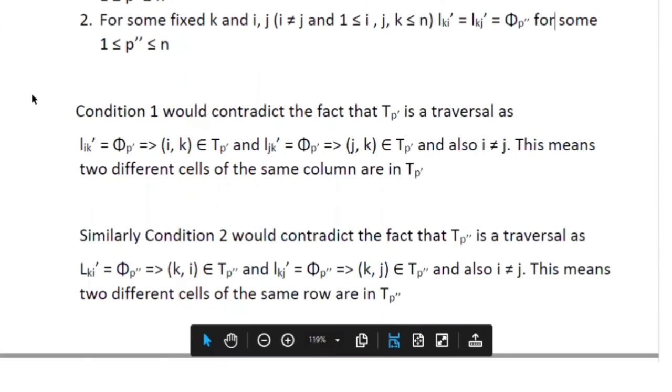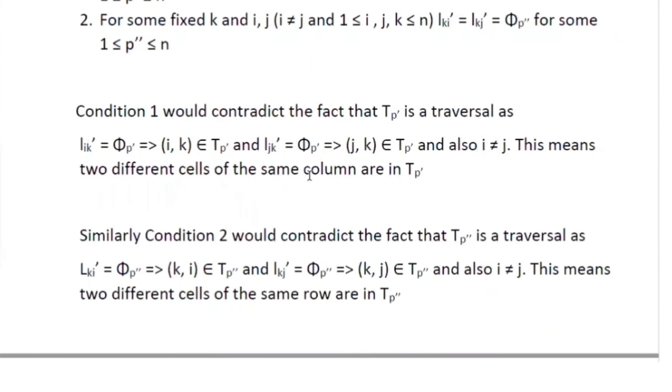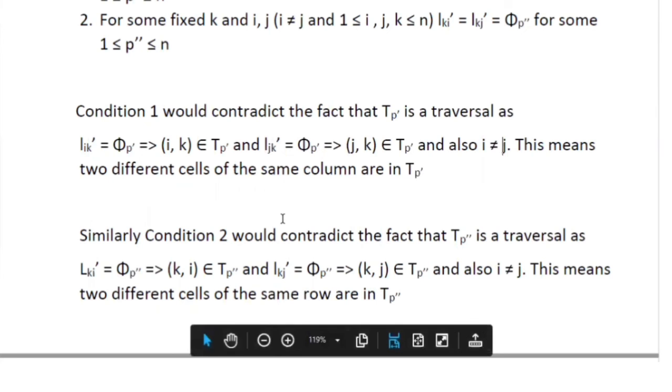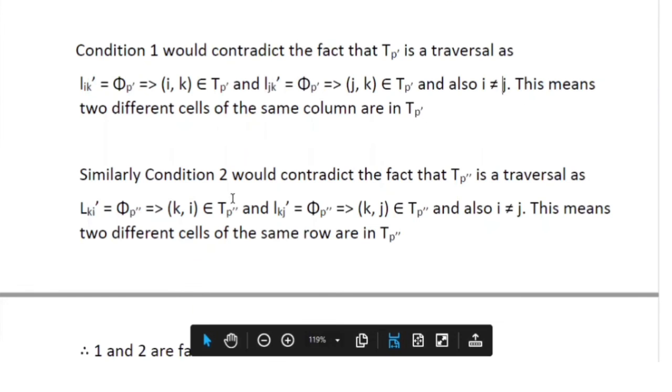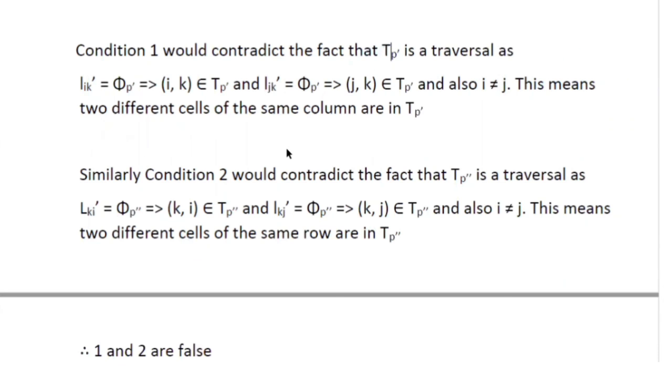So let us assume condition 1 is satisfied. If condition 1 is satisfied, it would contradict the fact that Tp' is a traversal. Why it would contradict is because Lik' equal to phi p' implies (i, k) belongs to Tp', and Ljk' equal to phi p' would imply (j, k) belongs to Tp'. So we have both (i, k) and (j, k) in Tp', and i is not equal to j. That means two different cells of the same column are in Tp', which contradicts the fact that Tp' is a traversal.